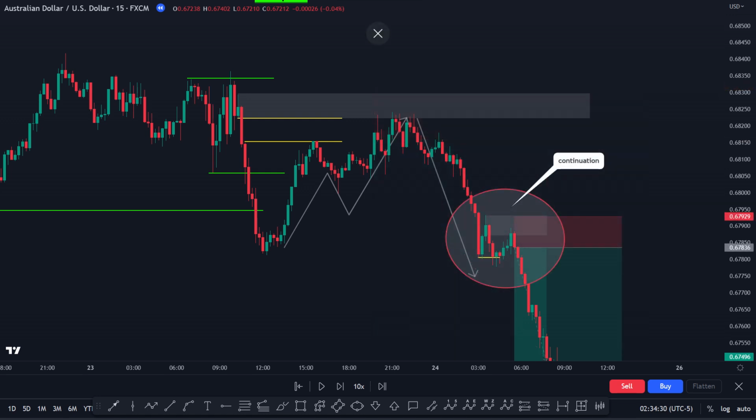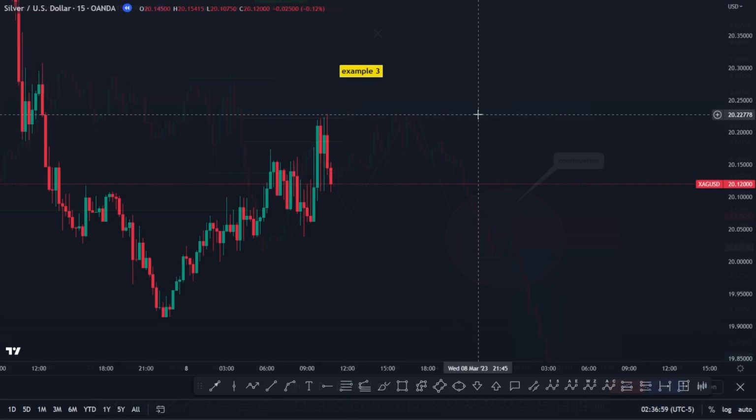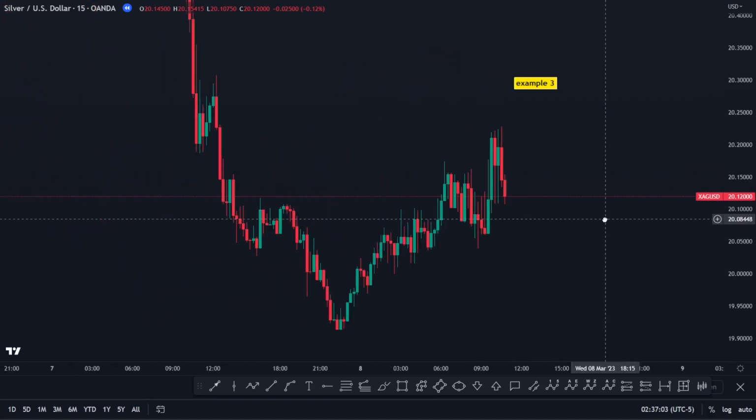For continuation, it's pretty much simple because you can just enter the market without having too much technical analysis on your chart, like from this example. We will close this video with this example.